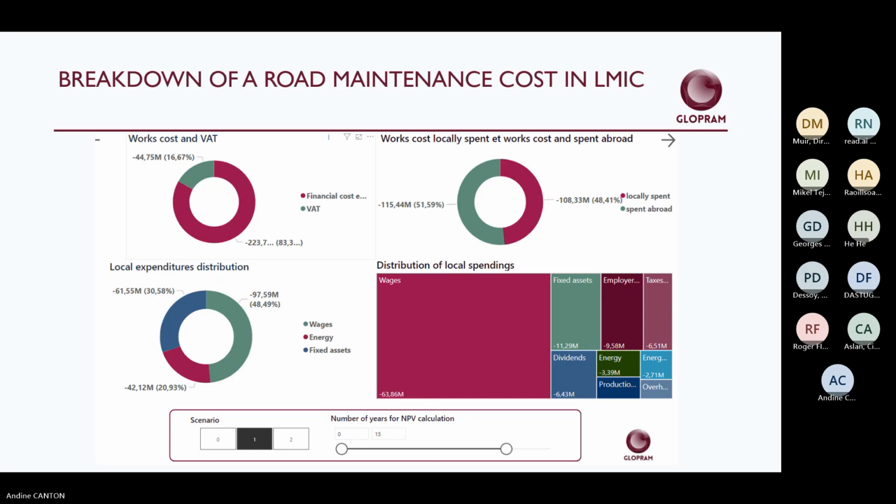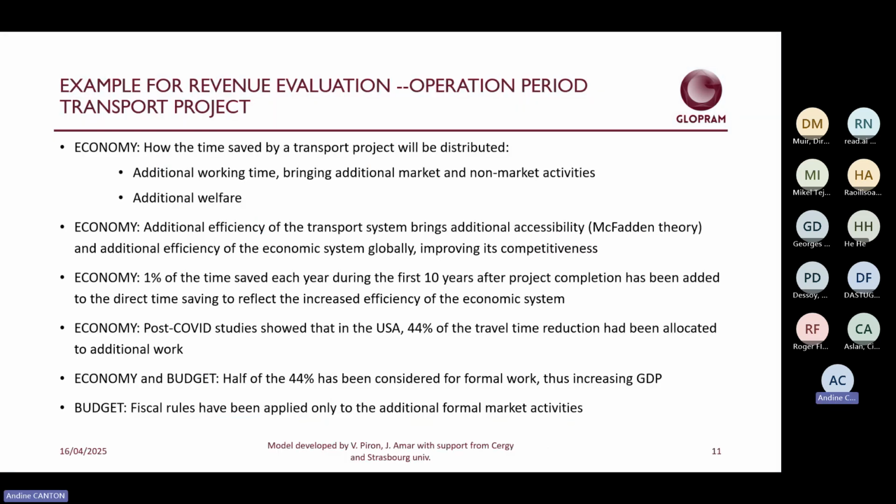Now, if we go to the operation period, another example is a transport project. It is an improvement of an existing road. What does such kind of improvement sell? It sells time and nothing else, a little comfort, but mostly time.